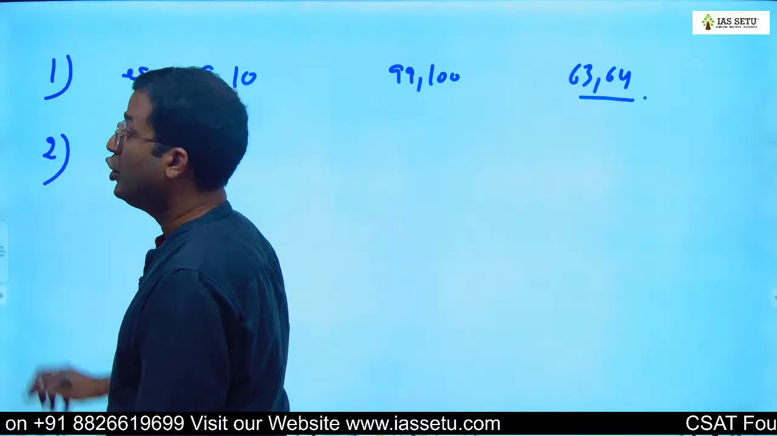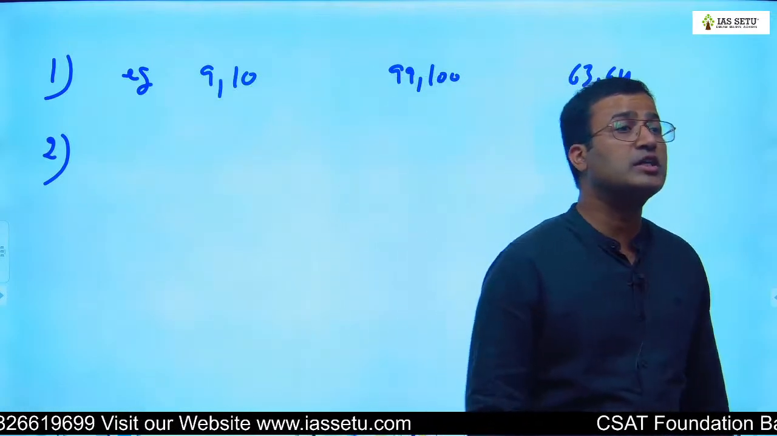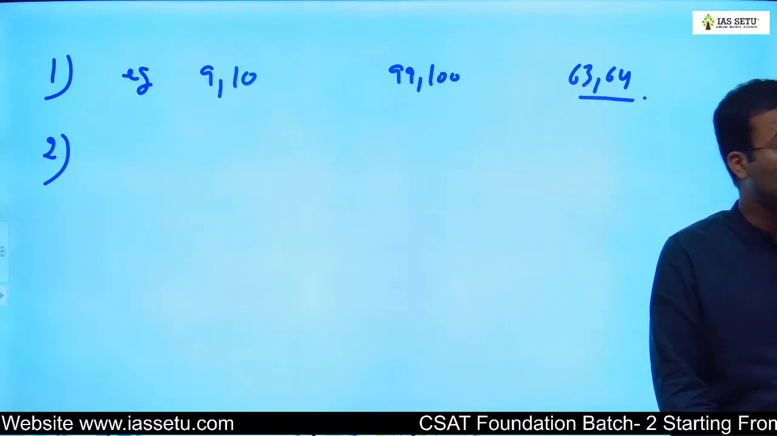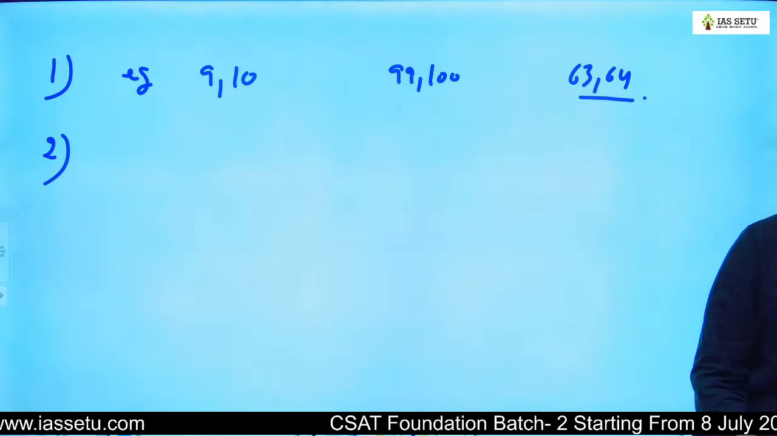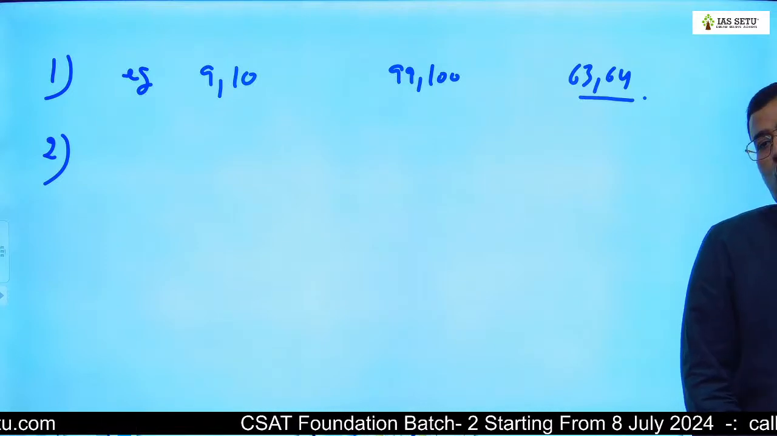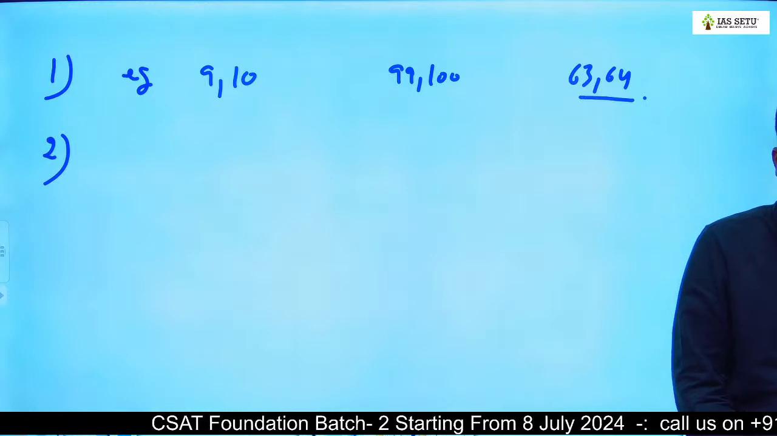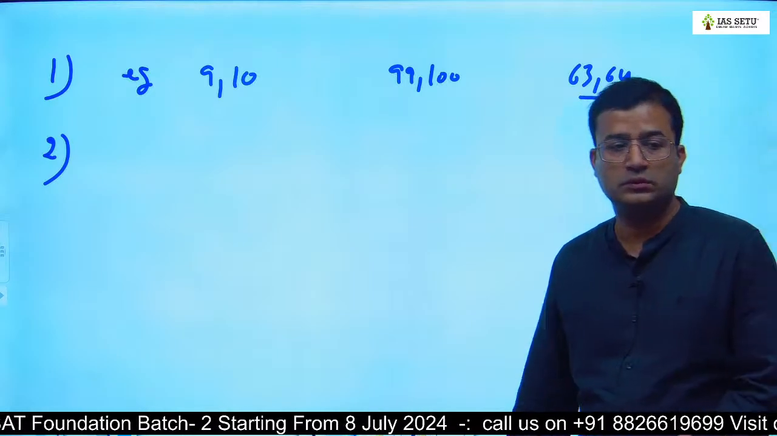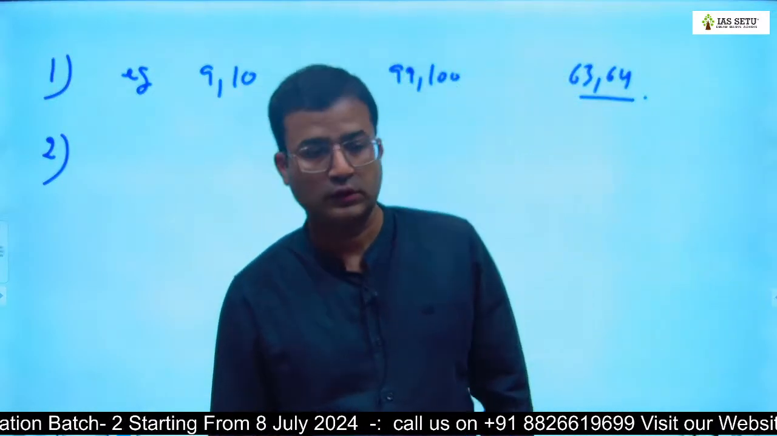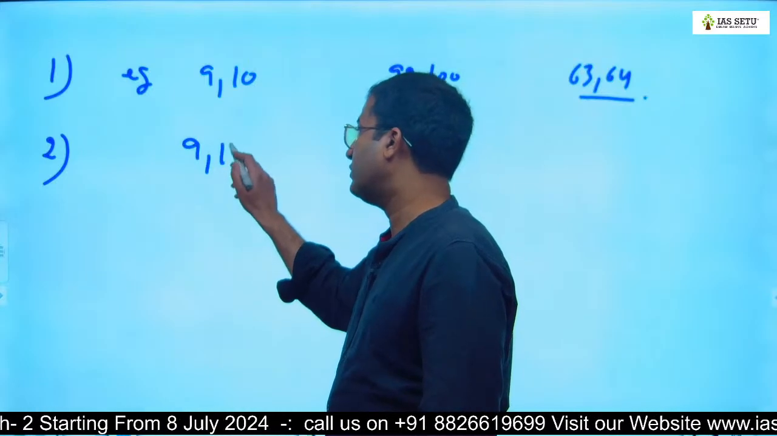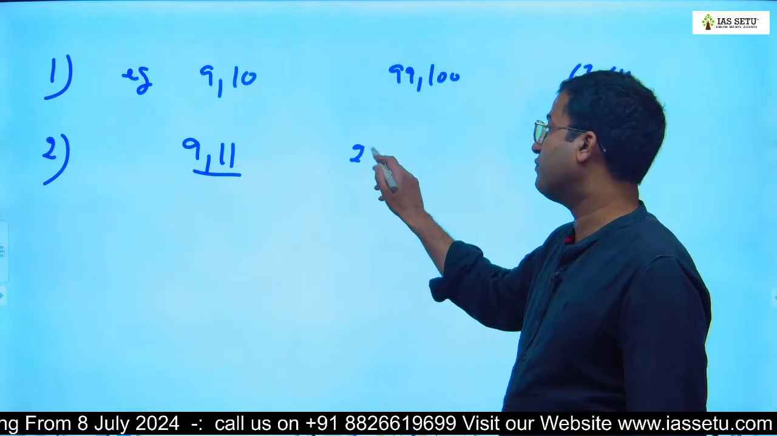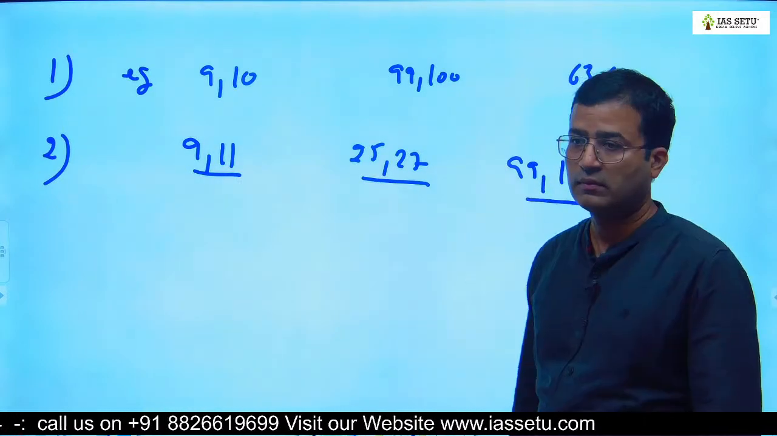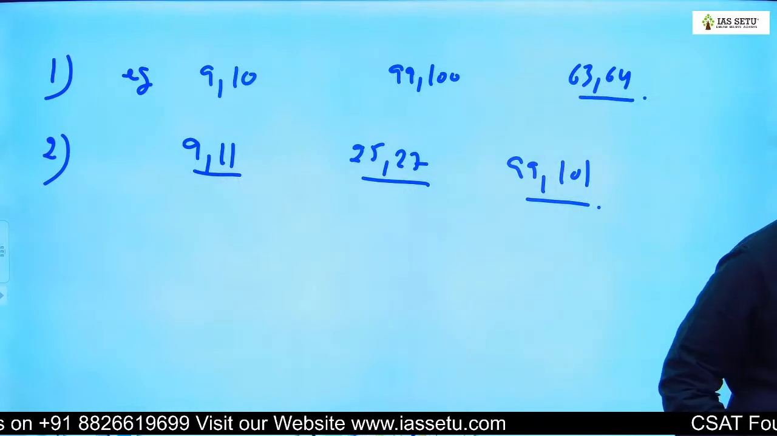Second, you write second property: two consecutive odd numbers, odd, not even, odd numbers. Two consecutive odd numbers are always co-prime to each other. Example 9 and 11, 25 and 27, 99 and 101. Any two consecutive odd numbers, you check.